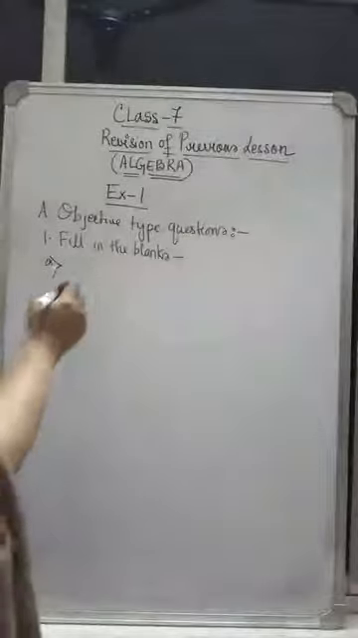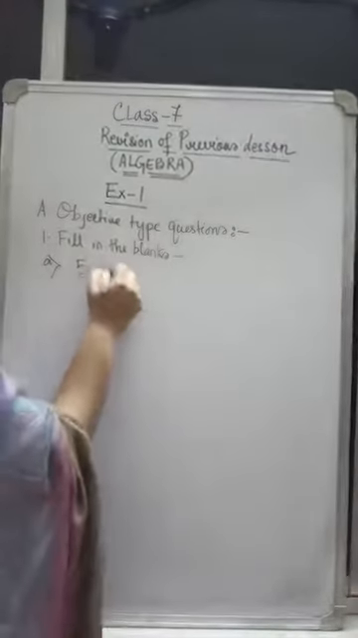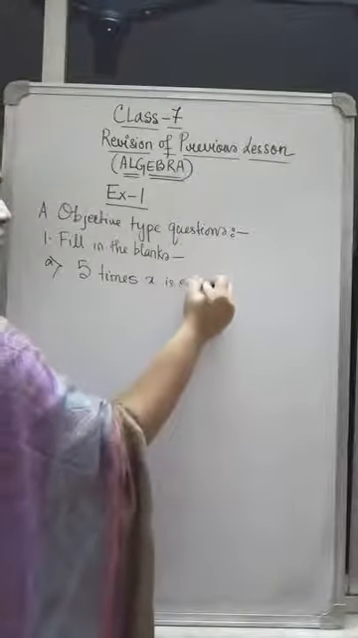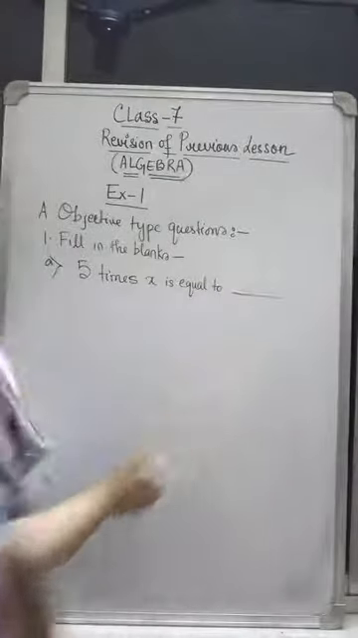Now first is fill in the blanks. Now I would like you all to follow the book as I do the sums. Now fill in the blanks. The first question, 5 times x is equal to dash.